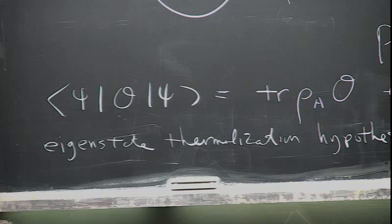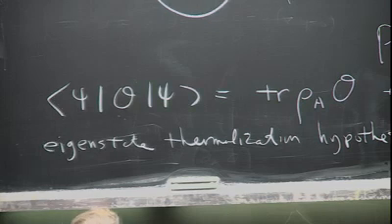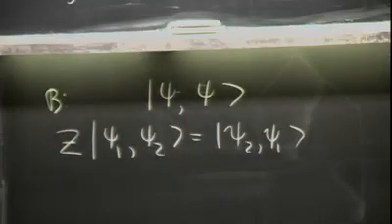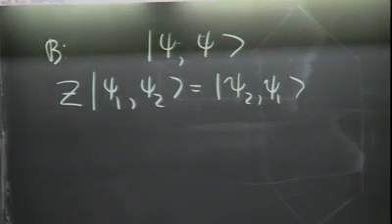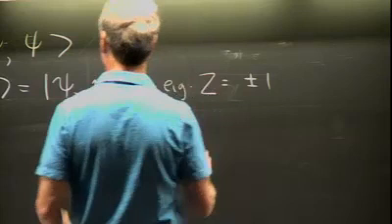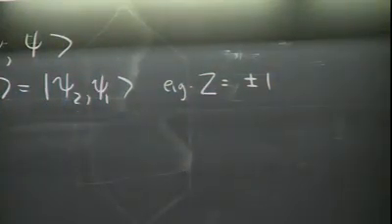So let's consider the case of system B. I give you two copies, and so my combined system is psi psi. And let's consider the swap operator Z, which is defined by Z on psi 1, psi 2 giving psi 2, psi 1. Now if you think about it, the eigenvalues of Z are plus and minus 1. You diagonalize this operation and it's either plus 1 or minus 1. And clearly Z gives plus 1 acting on psi psi.